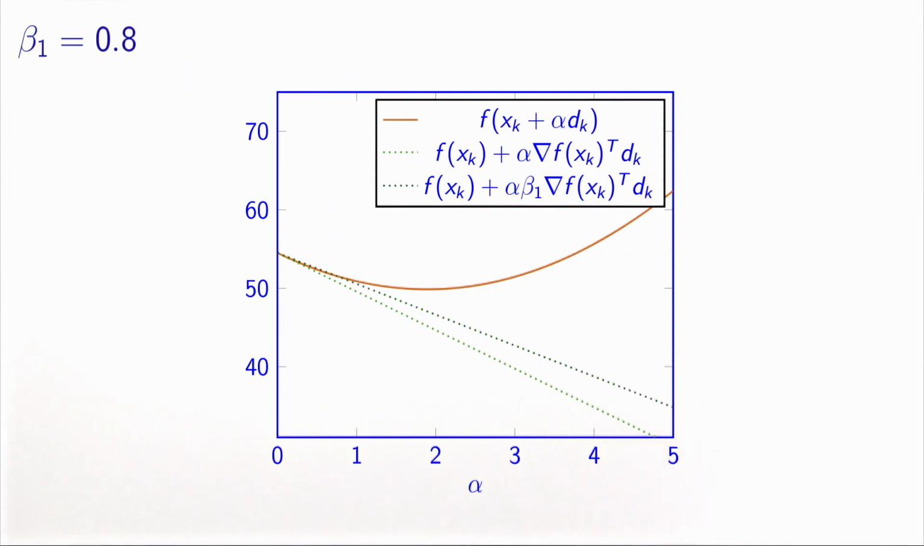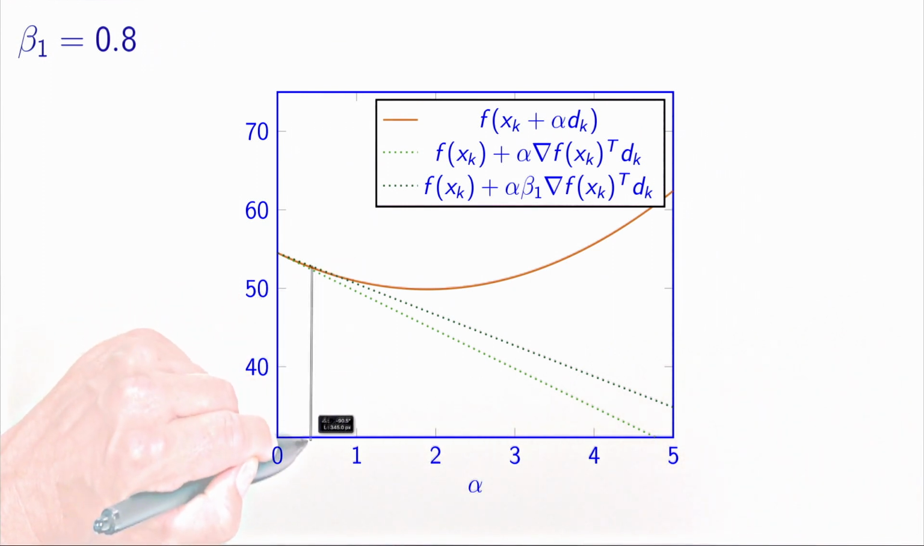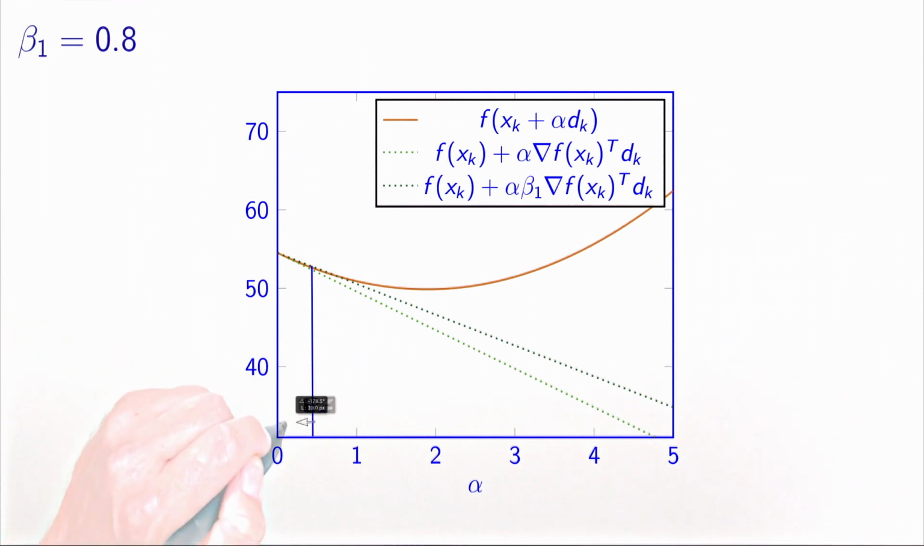Now we can do the same for a larger value of beta 1. So here we did exactly the same, but the value of beta 1 is closer to 1. So it means that the Wolfe line here is closer to the tangent. It means that the set of alphas which are considered valid is way smaller. So there are only small steps that can be performed. So we see that when beta 1 is close to 0, we allow longer steps. When beta 1 is close to 1, we allow shorter steps.